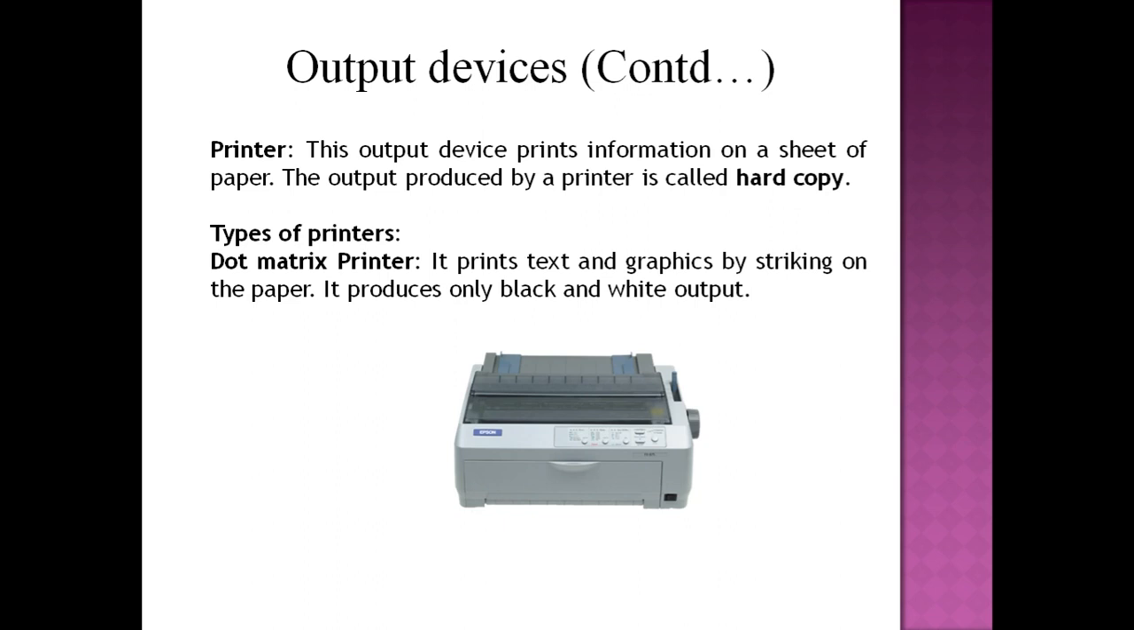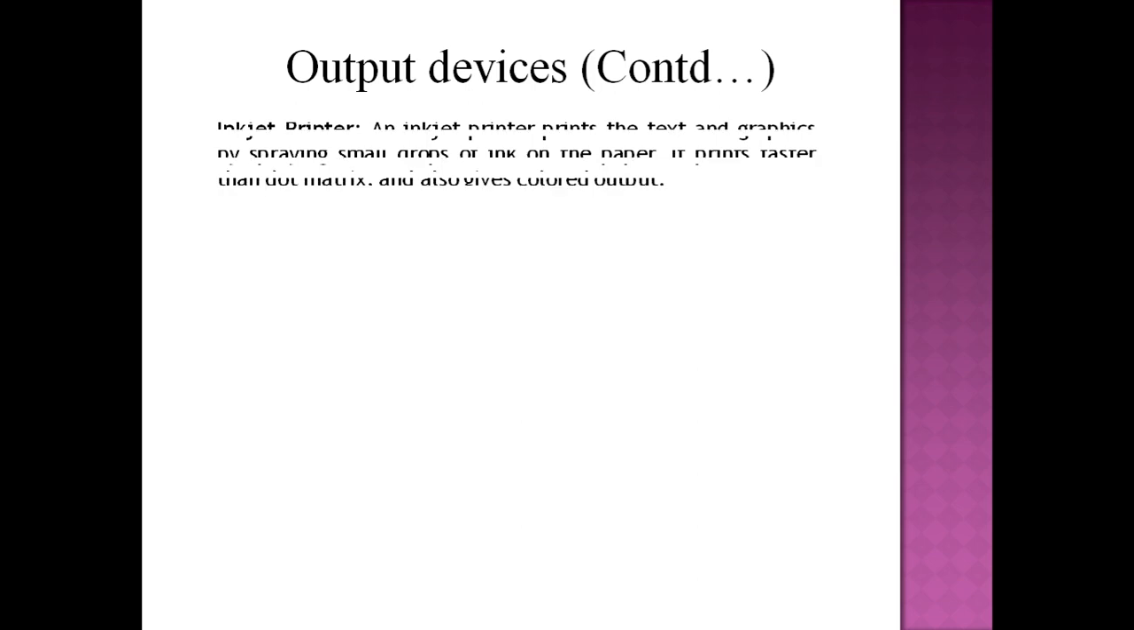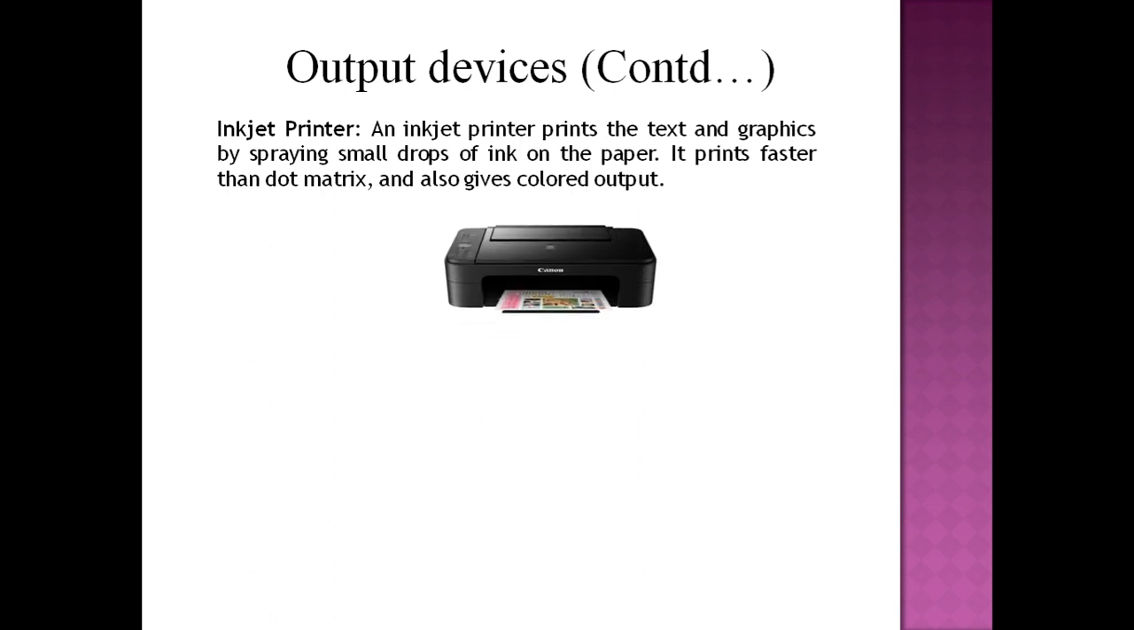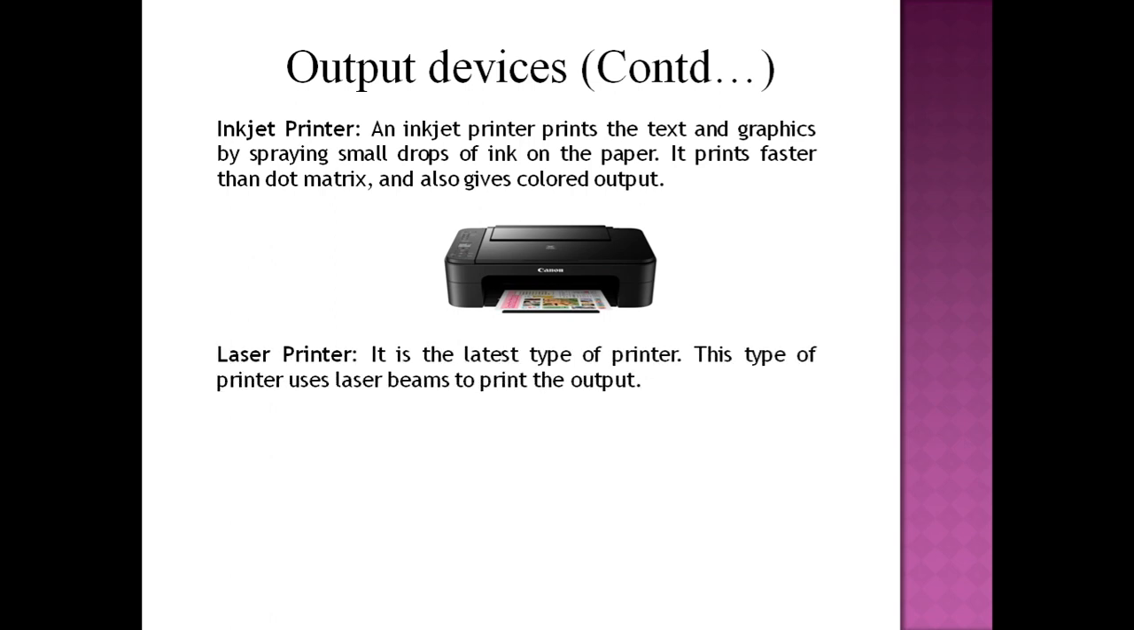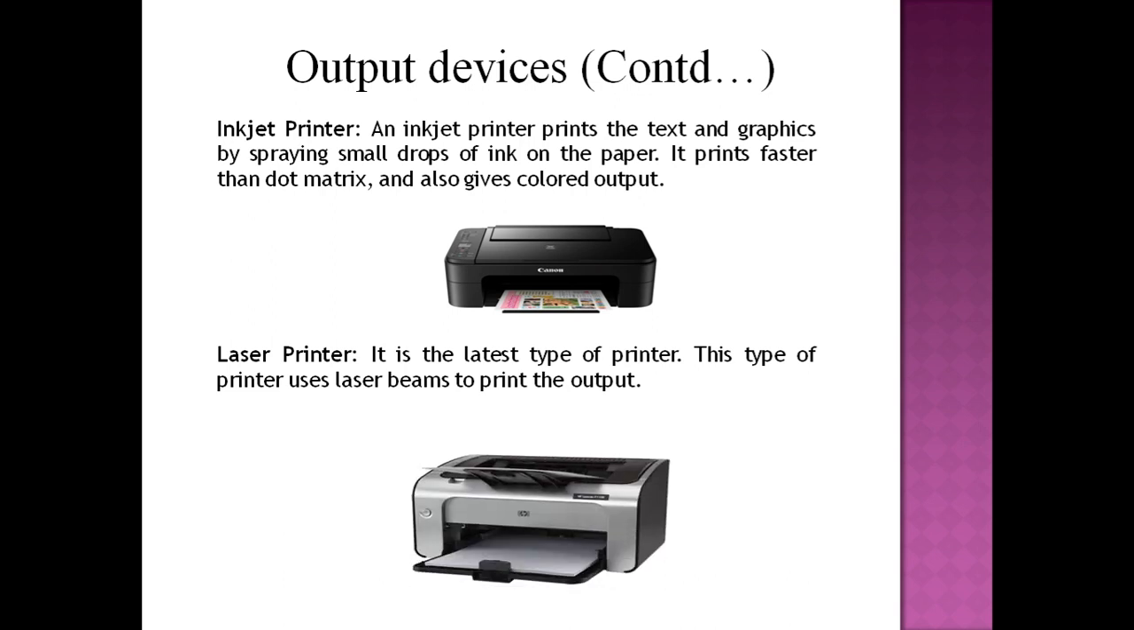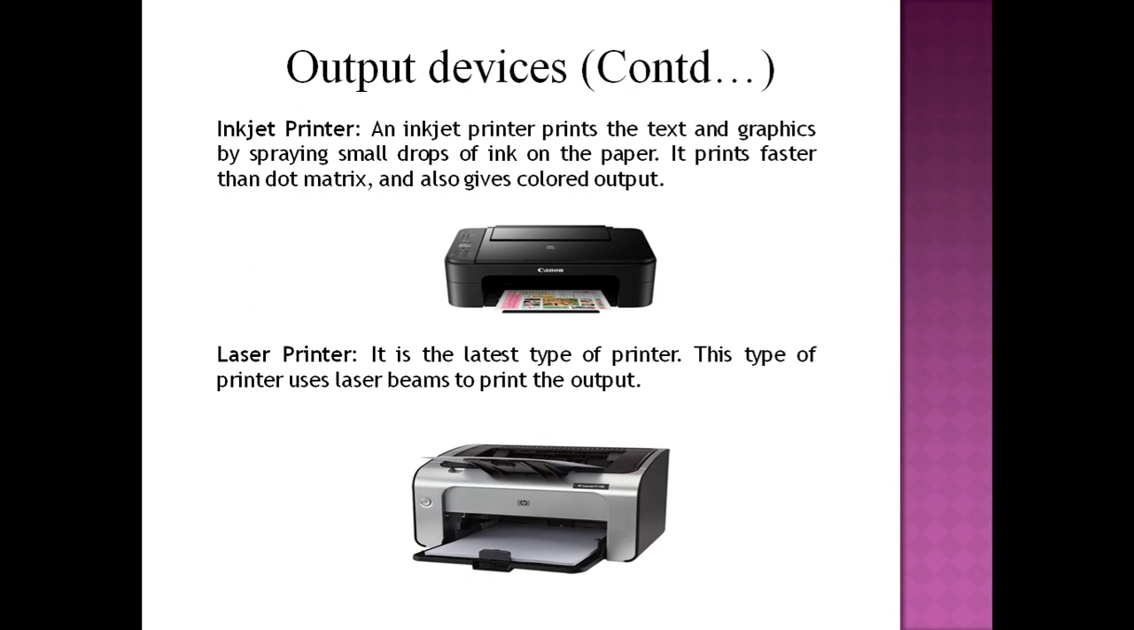The second type of printer is our inkjet printer. An inkjet printer prints the text and graphics by spraying small drops of ink on the paper. It prints faster than dot matrix and also gives colored output. The third type of printer is our laser printer. It is the latest type of printer. This type of printer uses a laser beam to print the output. It prints very fast. It produces black and white as well as colored output.